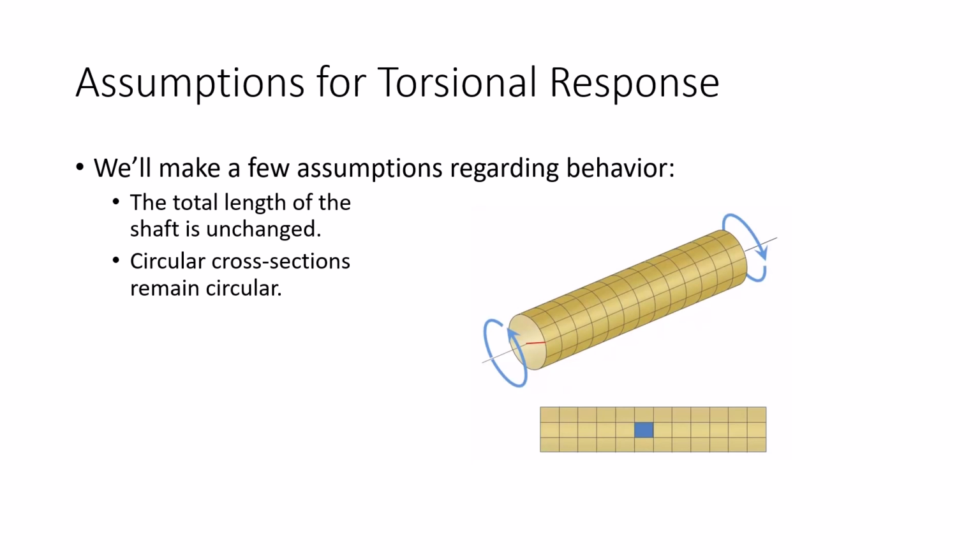Okay. So we're going to make a few assumptions regarding the behavior. When we twist something, before and after, the length doesn't change. And when we twist something, if it was a circle before, it remains a circle after. So the geometry doesn't change. And again, that's largely true for circular elements subjected to torsion.